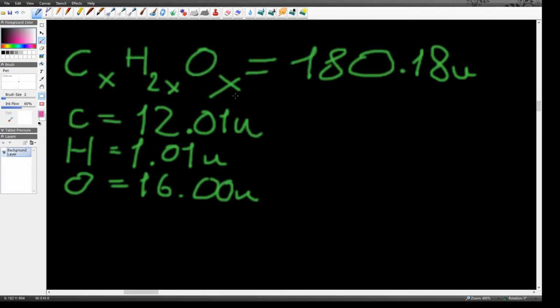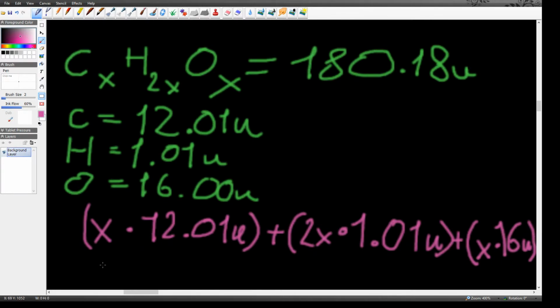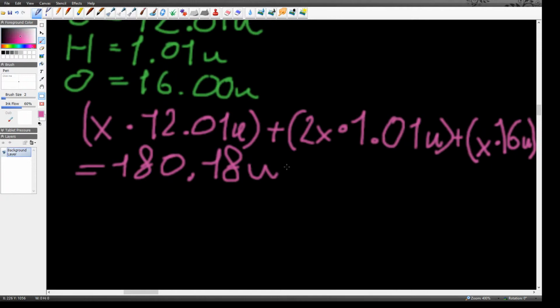Okay, hopefully you've tried it and gotten some ideas. So what can we do here? Well, I do know that each carbon is 12.01 units. So I could take my x and multiply it by 12.01 units. And to that I add 2x, which is how much hydrogen I've got, multiplied by the atomic mass of hydrogen, 1.01 units, and I also add the oxygen, which is just x times 16.00 units. This I know must be equal to 180.18 units.